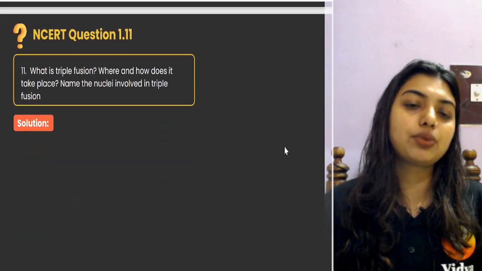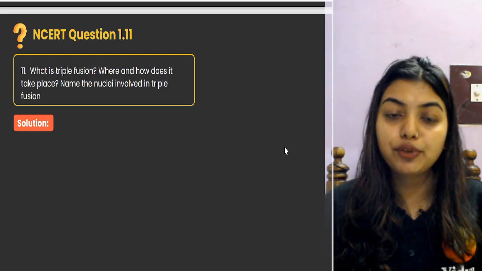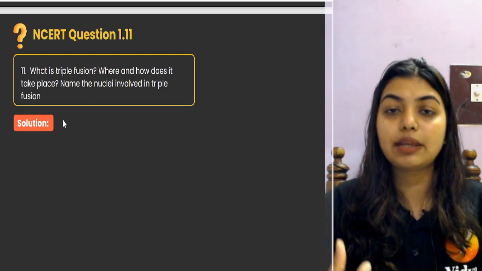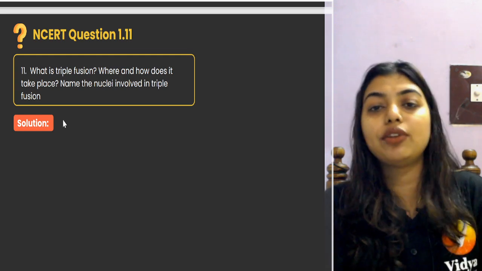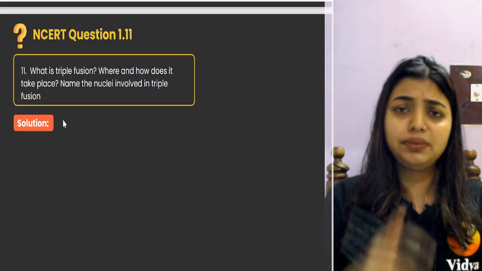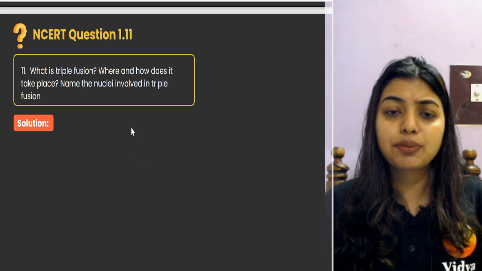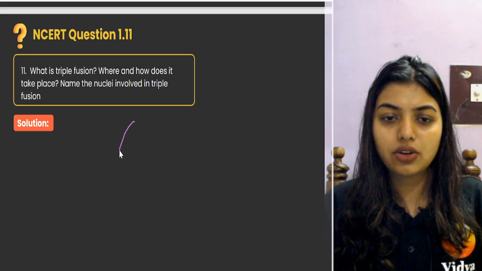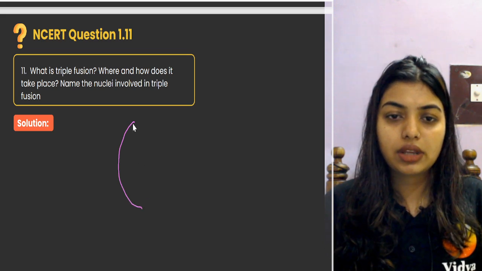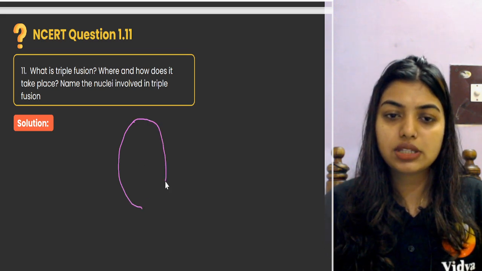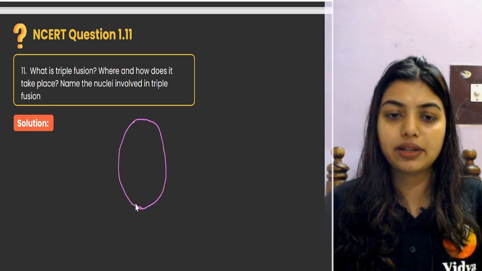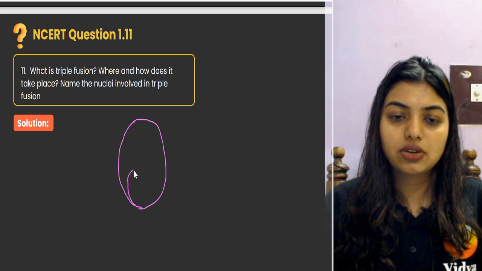Next question, very good question. What is triple fusion? Where and how does it take place? Name the nuclei involved in triple fusion. Yesterday I had written one box. So triple fusion is nothing but, I love to teach with diagrams, because diagrams make you understand the concept better. So students, this is your synergids.